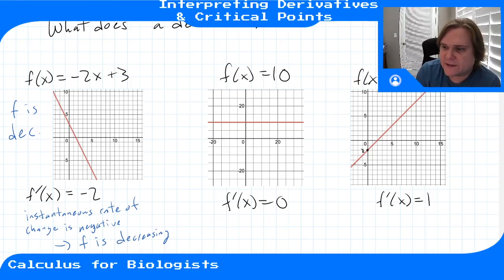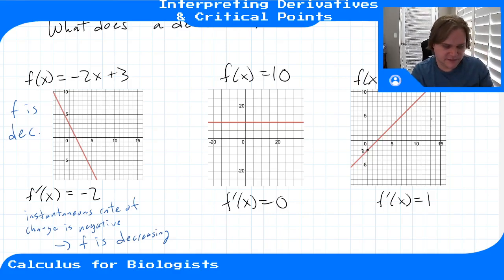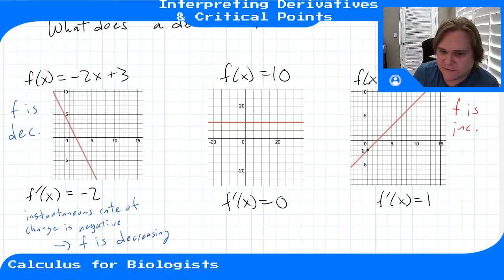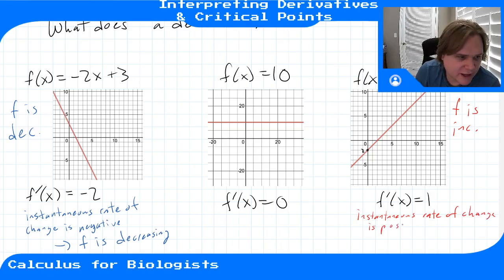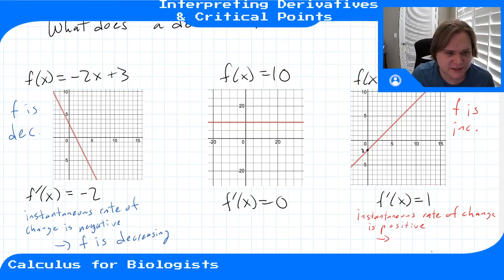On the other side, when this is going up from left to right, this function is increasing. f is increasing. And our derivative is positive, so that means the instantaneous rate of change at every x is positive. Which is another way of saying, if my instantaneous rate of change is positive, then at this point x my function has a positive slope, that means it's increasing. f is increasing.